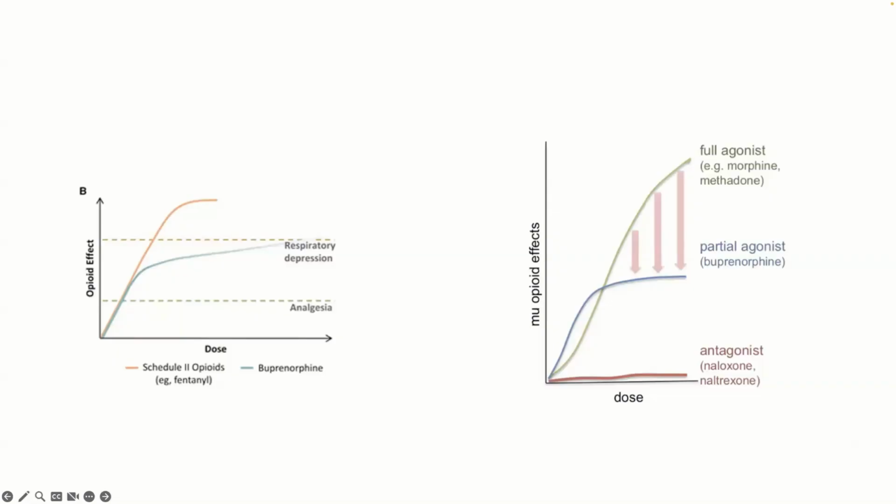On the left, you'll see that for the full mu opioid agonist, the orange curve, increasing the dose leads to increasing opioid effect, including analgesia and respiratory depression, but it has no clear ceiling. In contrast, if you look at the blue line, buprenorphine demonstrates a ceiling effect. Analgesia does increase initially, but then plateaus. And importantly, respiratory depression plateaus at a much lower level. So this is the major contributor to its improved safety profile.